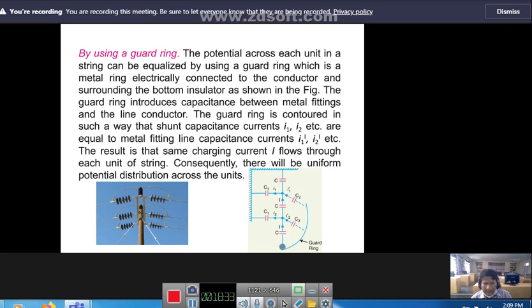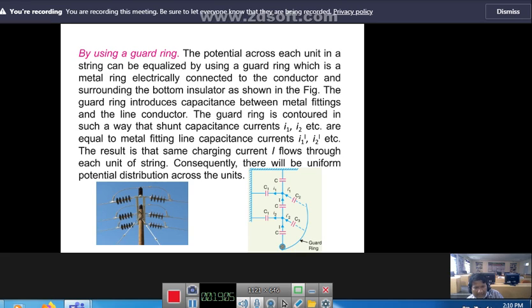Look at the figure, these are the guard rings. So we can use extra point. Look at the guard ring like this. The potential across each unit in a string can be equalized by using a guard ring, which is a metal ring electrically connected to the conductor and surrounding the bottom of the insulator as shown in the figure. The guard ring introduces capacitance between the metal fittings and the line conductor.